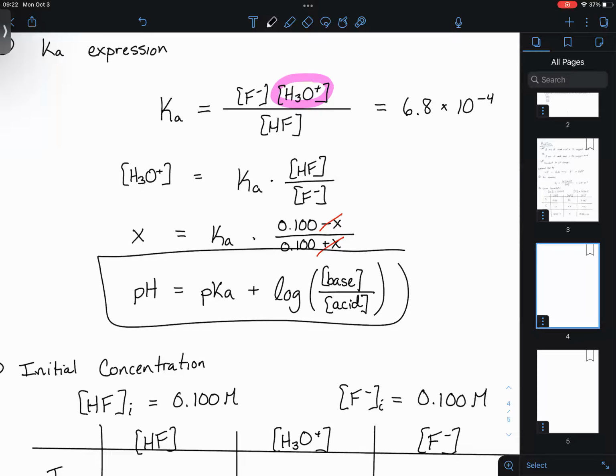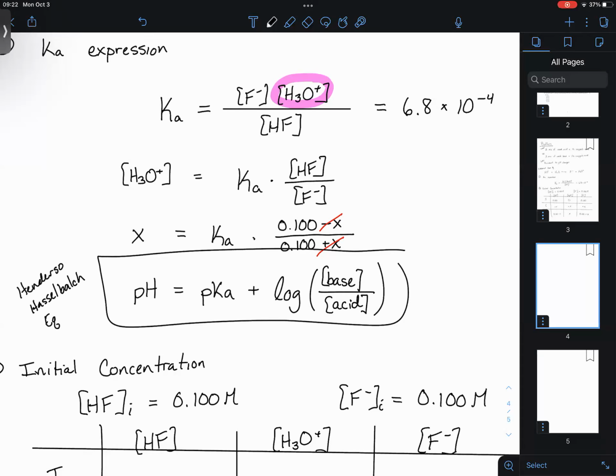Okay, you see that I've got it from my ICE table, and I want to make something clear here. You can always use an ICE table to solve these problems. That's the standard way. We have these things, for example, the Henderson-Hasselbalch equation, because they make our lives a little bit simpler if we know the context in which we're supposed to use it.